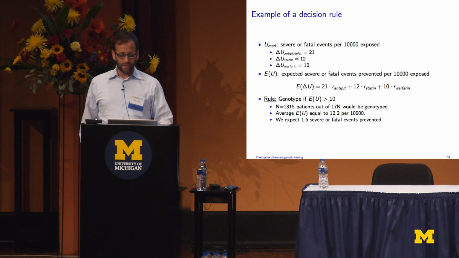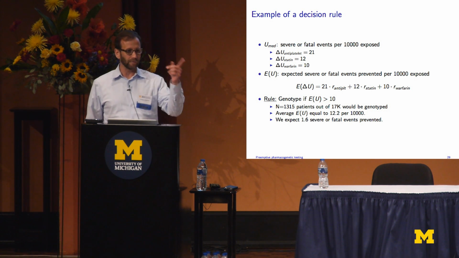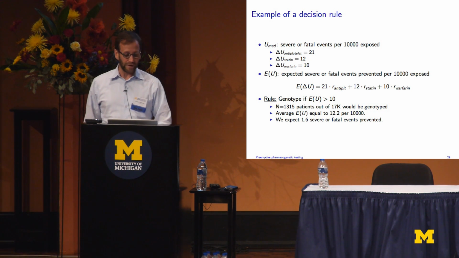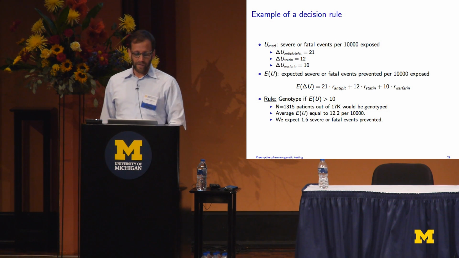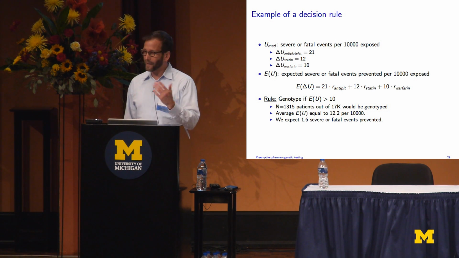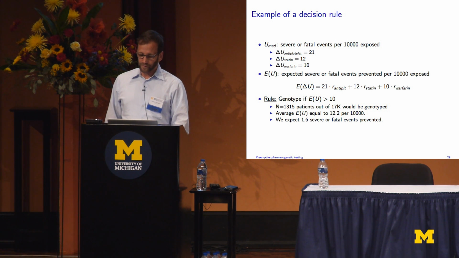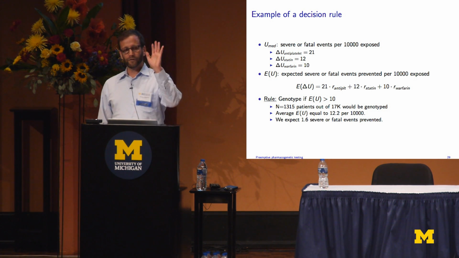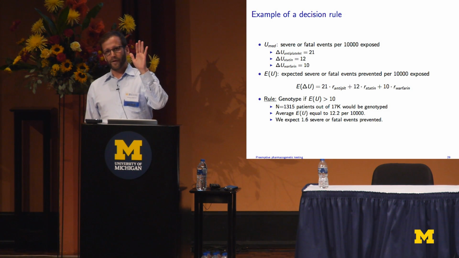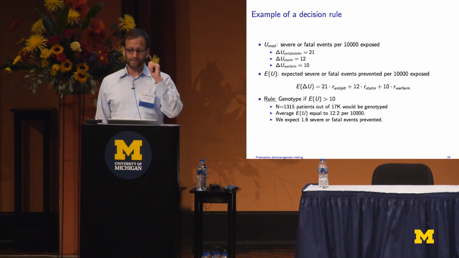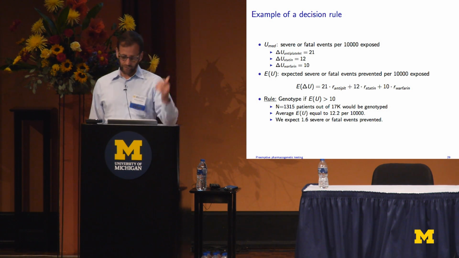Then we can calculate the expected number of severe or fatal events prevented per 10,000 people exposed to these medications as the weighted sum of these utility gains, or expected benefits. And then we can create genotyping rules based on these expected benefits. So we could create a rule that says we're going to genotype people if the expected benefit is greater than 10 per 10,000 people. That is, for 10,000 people put on one of these medications, by doing genotype-tailored therapy, we might be able to prevent 10 bad things from happening, or 1 in 1,000.